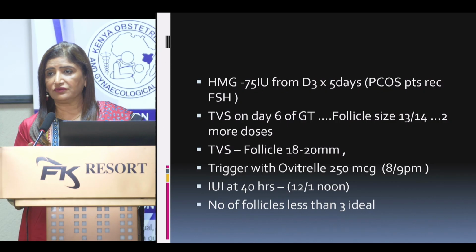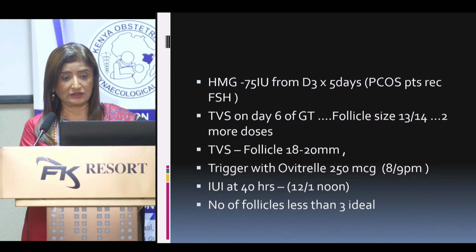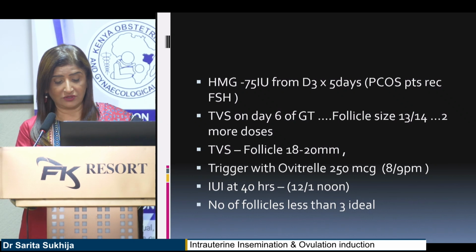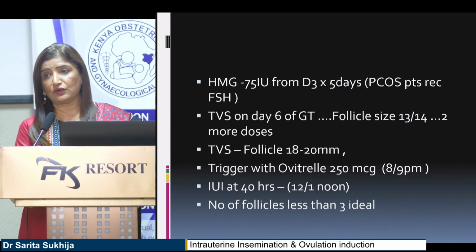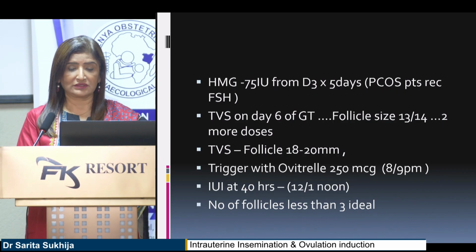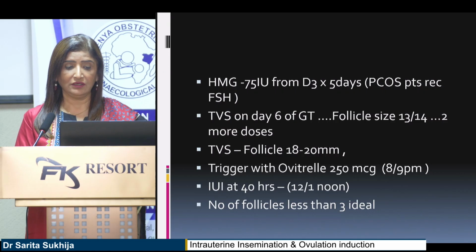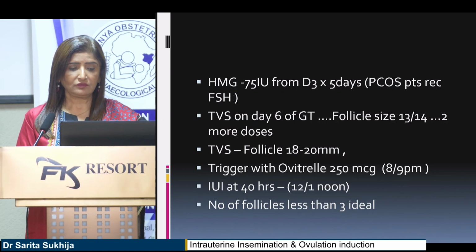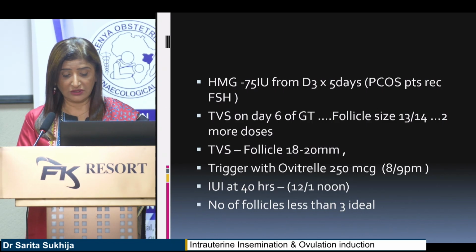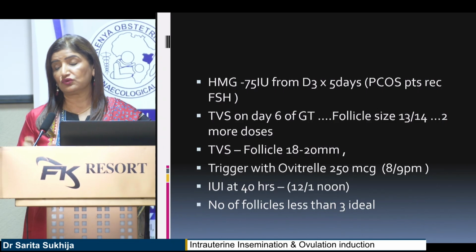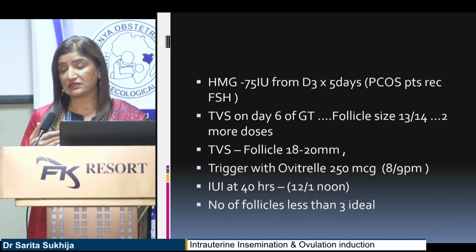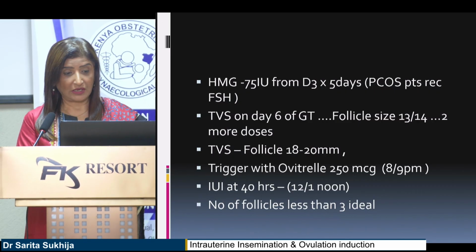So after 5 days of injections and tablets, you do the transvaginal scan and see the follicular size. If it is about 12, 13, 14, you can give her 2 more doses and repeat the scan on day 10 or 11. And once the follicle reaches 18 to 20 millimeter size, we trigger with Ovitrel 250 micrograms, which is given subcutaneous. You can even use HCG, but the only issue with HCG is that the cold storage should be maintained properly. Otherwise, this is a trigger injection, and it's very important for the release of the egg.